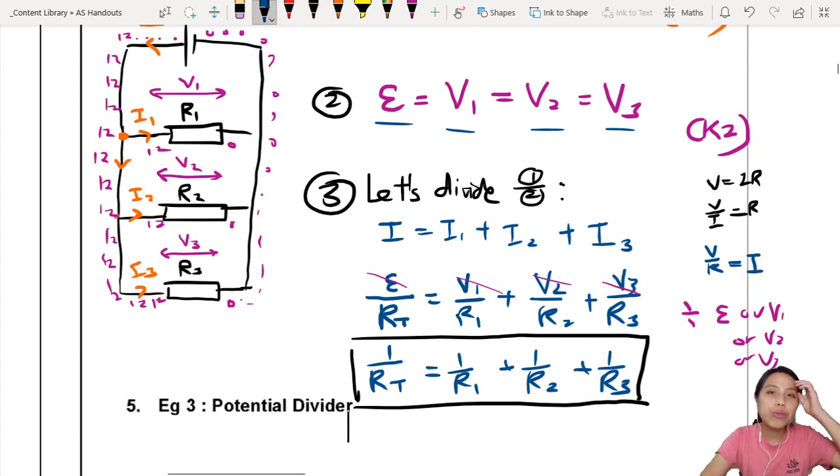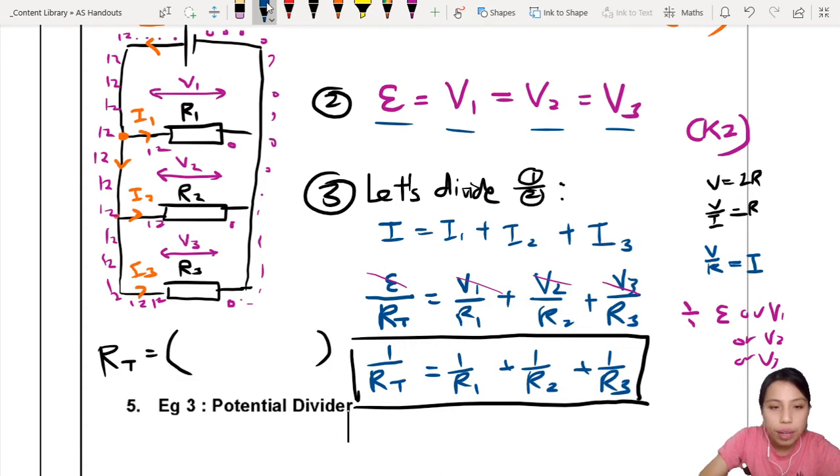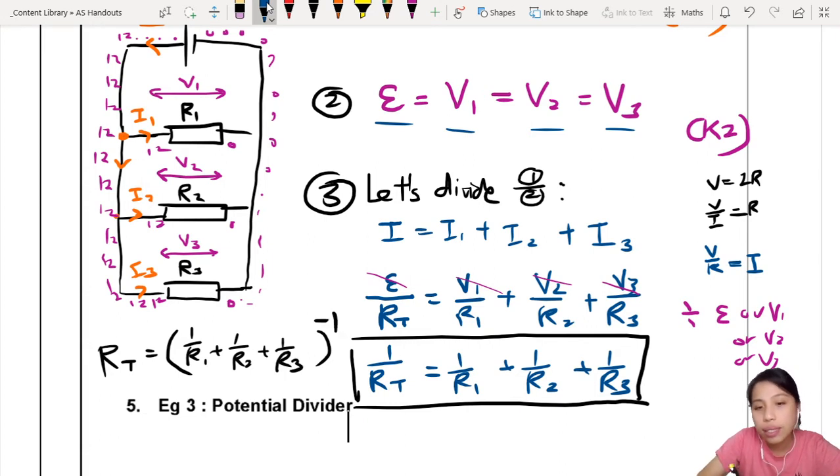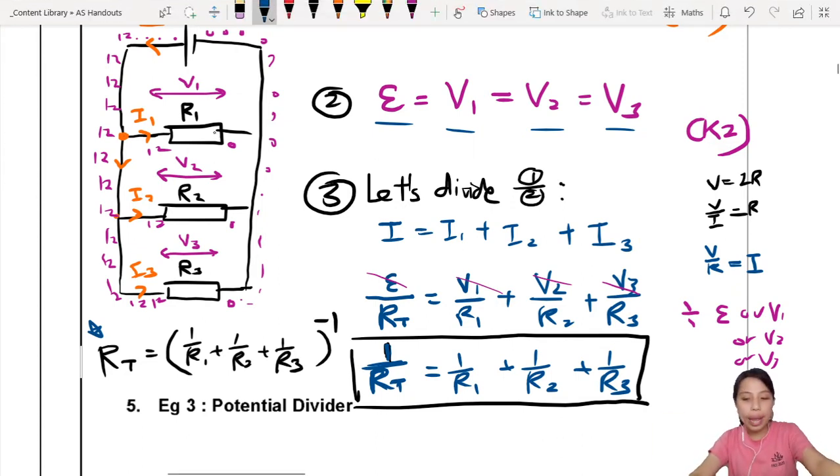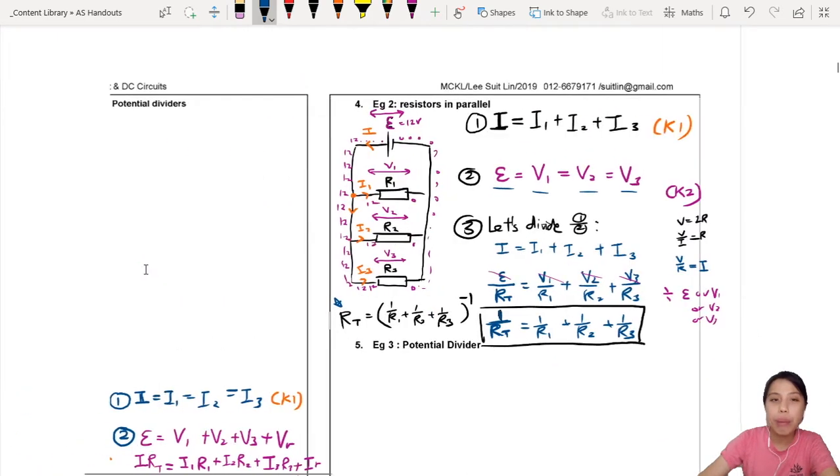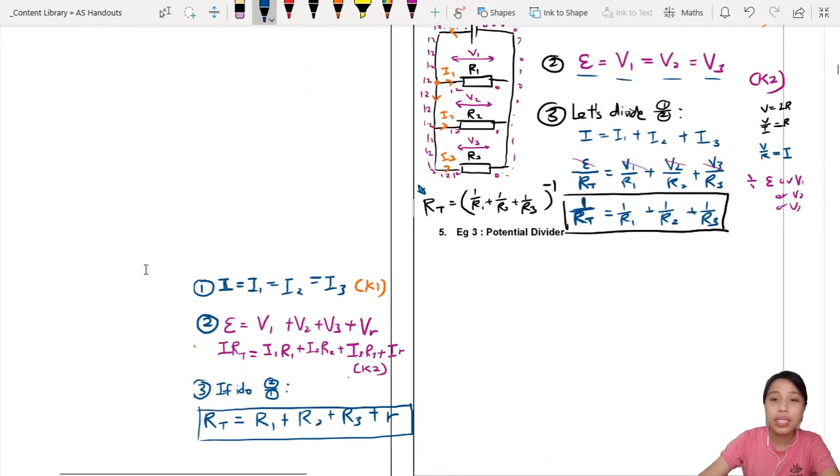You will see some books write it in another form. It's the same thing. If you see them write RT equals the bracket, 1 over R1 plus 1 over R2 plus 1 over R3, or however many parallel branches you have, to the power of negative 1, it's the same thing. This is just another way of writing it. It might be easier to type in your calculator as well. So these are the two ways, and you must know how to derive these two equations. They will ask you in Paper 2. You'll see some practice questions that have that one.